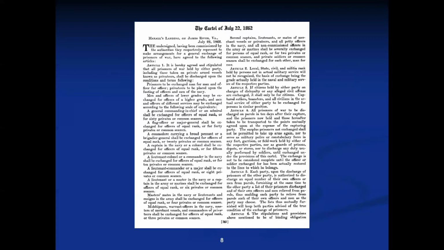There was also the issue that you could not exchange an Army guy for a Navy guy. It had to be Army, Army, Navy, Navy. You couldn't exchange a civilian for anything other than a civilian. There were pieces about all prisoners of war to be discharged on parole within 10 days after their capture, and the prisoners now held and those hereafter taken to be transported to the points mutually agreed. And in the East, that point was City Point outside of Richmond and Camp Parole outside of Annapolis. So basically what happened under this cartel was the groundwork was laid for how everybody was going to deal with prisoners.